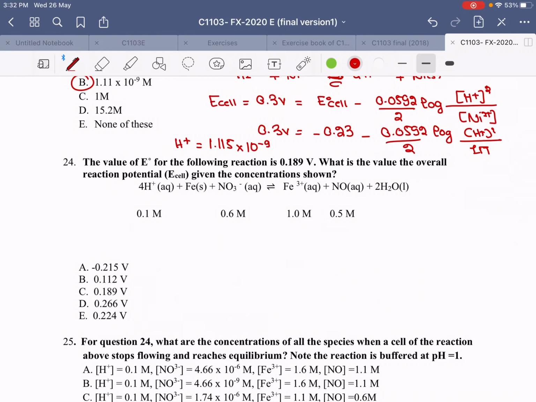Number 24. The value of E0 for the following reaction is 0.189 volt. What is the value of the overall reaction potential, given the concentrations below? Very good. Let's say the reaction is balanced, but let's just make sure: NO3 has 3 oxygens, and there are 4 H plus. Yes, the reaction is balanced. So always make sure that your reaction is balanced.